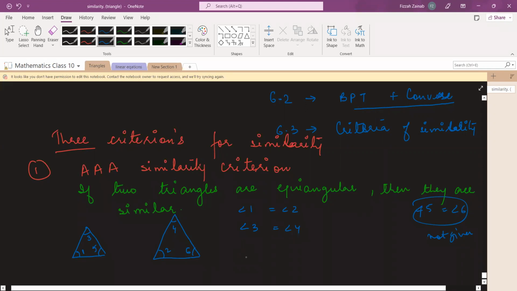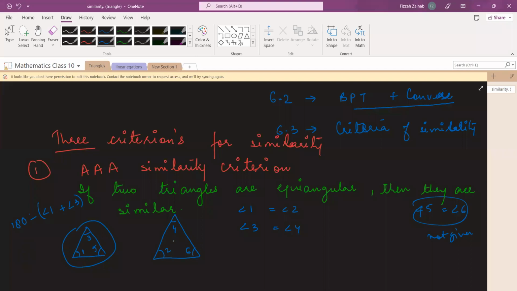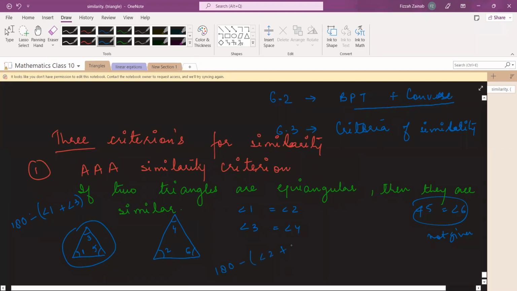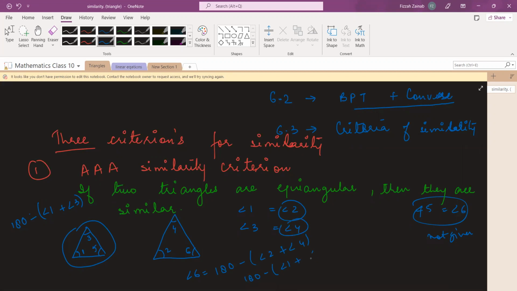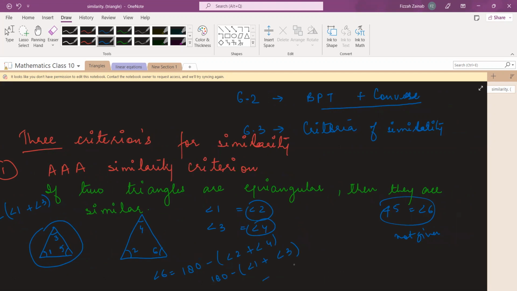Why? Because I know the angle sum property, that the sum of all the angles of a triangle is 180 degrees, right? So if I subtract from 180, I get 180 minus angle 1 plus angle 3. And for this triangle, I write 180 minus angle 2 plus angle 4. Now because angle 2 is equal to angle 1 and angle 4 is equal to angle 3, I get the same thing. So angle 6 is ultimately equal to angle 5.